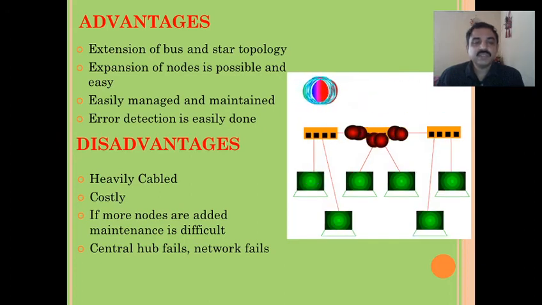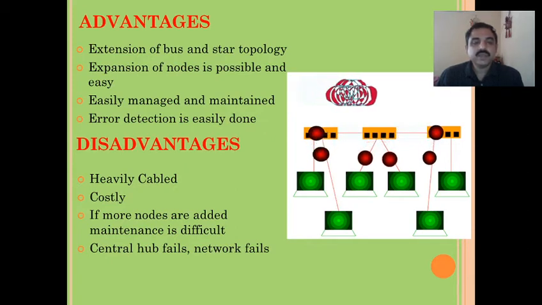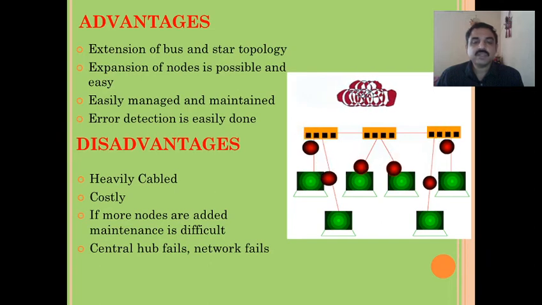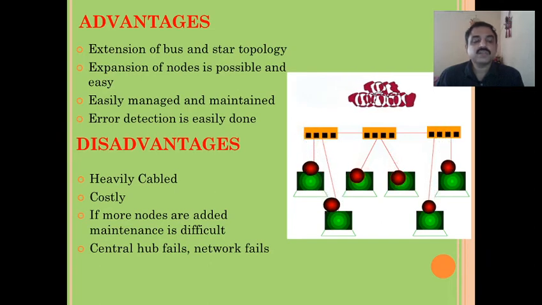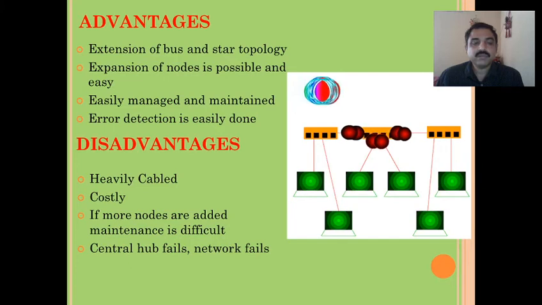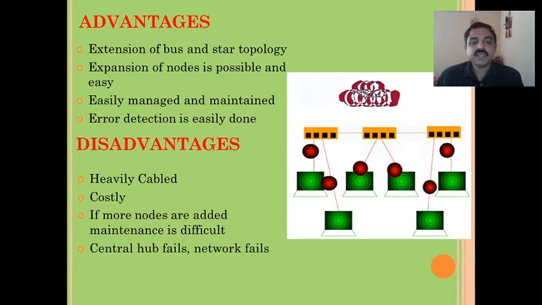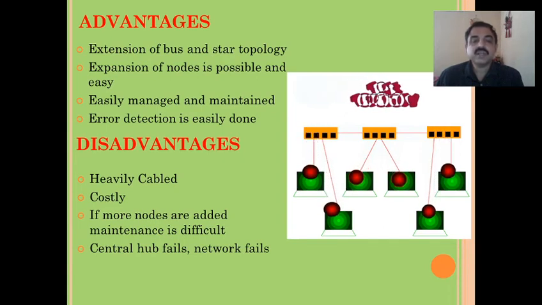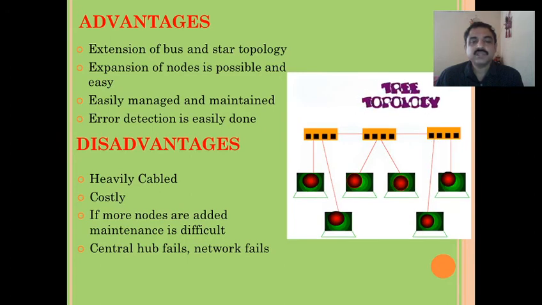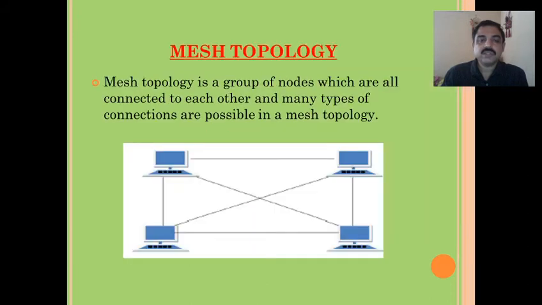Disadvantages: heavily cabled. That means it will have more cables, and whenever there is more cable, it is costly. If more nodes are added, maintenance is difficult. So if a greater number of nodes are added to the system, then maintenance of the systems is difficult. If the central hub fails, the network fails. Here also it depends on the central hub. So if it fails, then the network fails. So this is about tree topology.